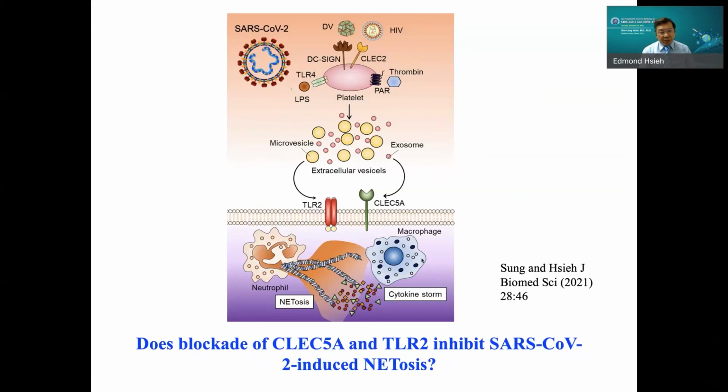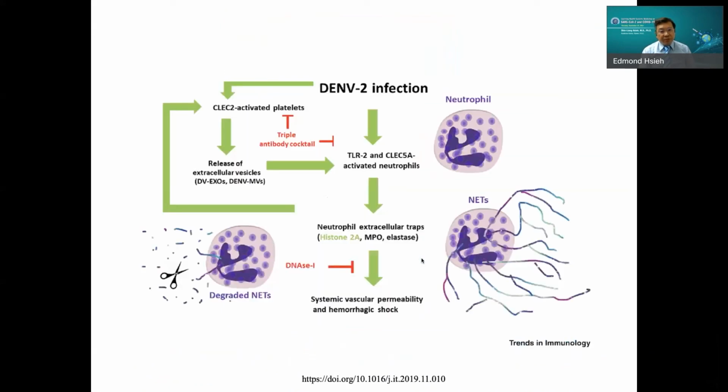post-acute stage syndrome. And this slide is published in Trends in Immunology, showing a strategy to block Toll-like receptor and Clec to inhibit neutrophils and to inhibit net formation.